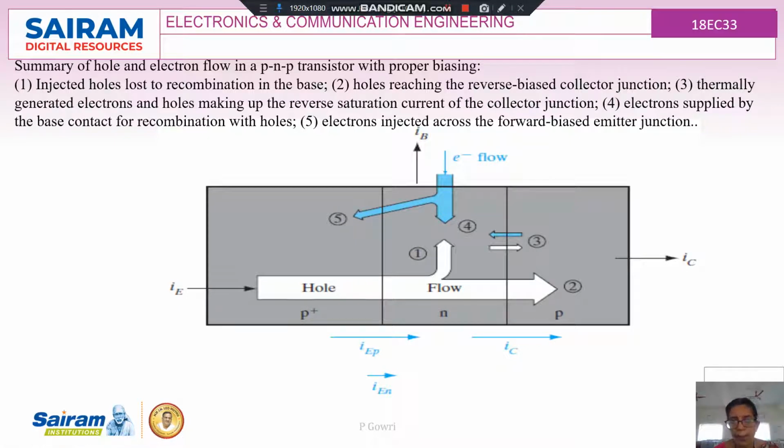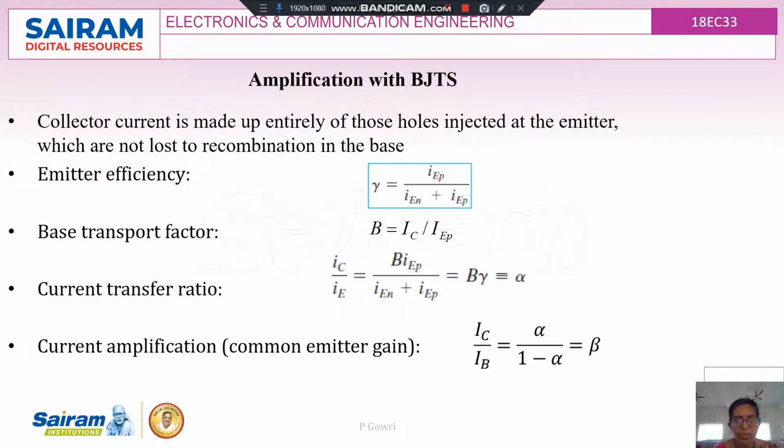Now coming to the amplification, what is meant by amplification? For finding out the amplification process, we will have four different parameters: one is called gamma, another one is alpha, and then we will have beta. So the first one, gamma.